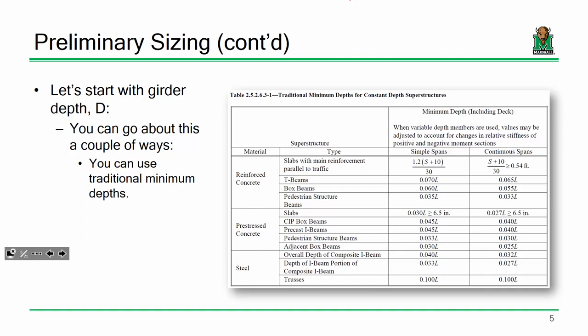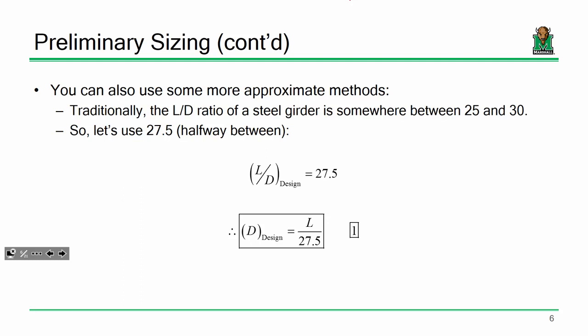All right. A little bit more basic is to start off with L over D ratios. Traditionally, the L over D, in other words, the length of the span divided by the depth, for a steel superstructure is somewhere around 25 to 30. That's one of those experience things. So for us, let's just split the difference and say 27.5. So my first equation is that the design depth of this girder is going to be the length over 27.5. Make sense? Okay. All right, next one.